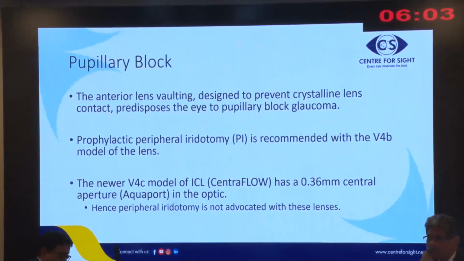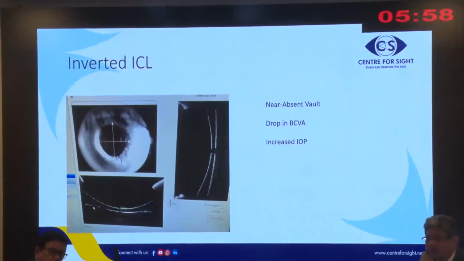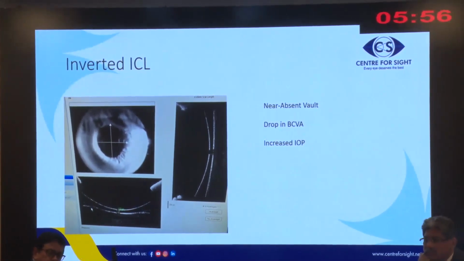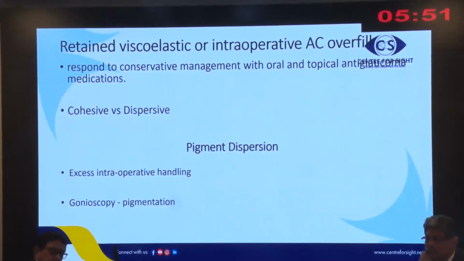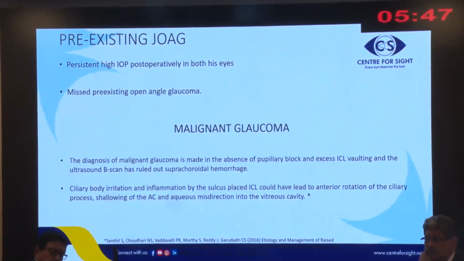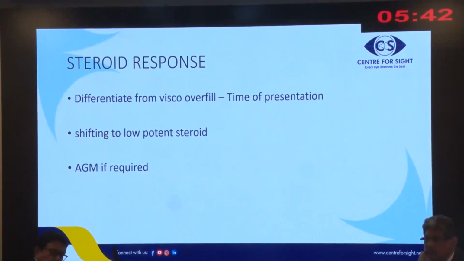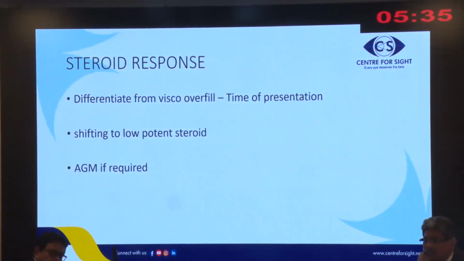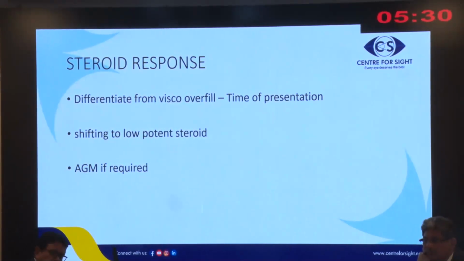Raised post-op IOP, pupillary block, is one of the things. Can you see in this OCT? This is basically an inverted ICL. Ulta daal diya hai, and you are going to have a pupillary block, or you can have a lot of pigment dispersal. You can have retained viscoelastic, and you can even have malignant glaucoma. If there is a push on the iris, you can have it, because nowadays we are not doing a peripheral iridotomy. The best thing is to immediately do an OCT, or if you can, dilate, and you need to pull out the lens and put it back the way it is supposed to be.